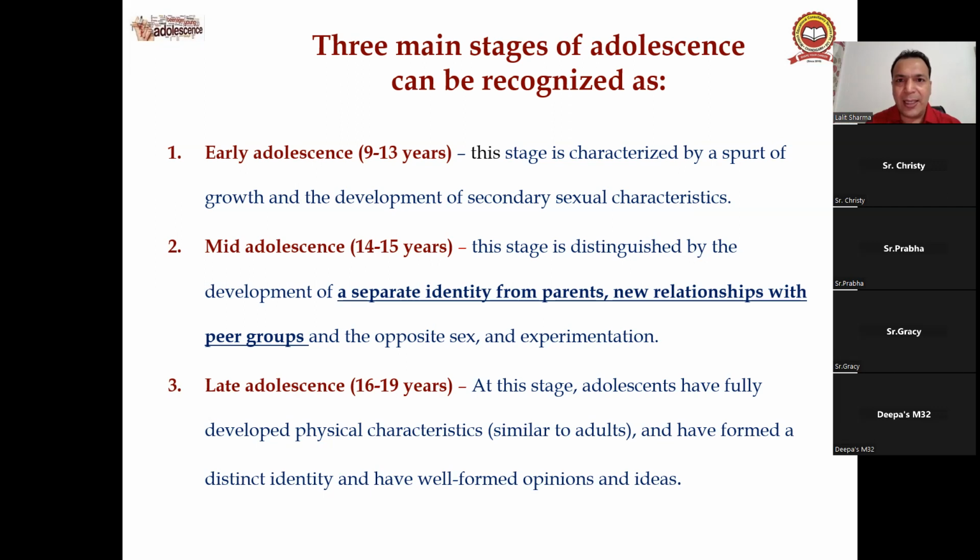Late adolescent, 16 to 19. In this stage, adolescents have fully developed physical characteristics similar to adults and have formed a distinct identity and well-formed opinions and ideas. Now, in this age, they will start giving ideas and opinions. So you should appreciate these ideas and opinions. Although, side by side, you should have the knowledge. They are not expert in decision making. They have irrational thinking. But the adolescent will give ideas and opinions. You have to listen, right? You don't have to start any conflict with them, because psychology says that in this age, they start such kinds of characteristics.